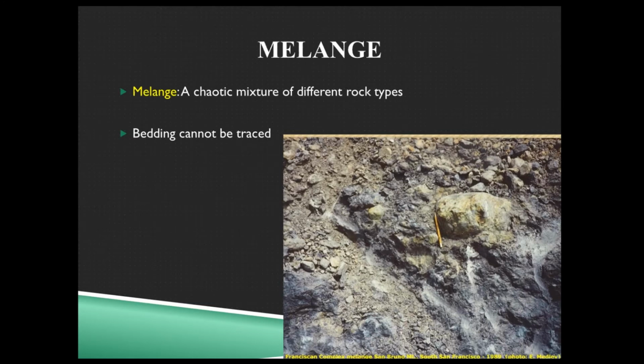Melange, on the other hand, a nice French sounding word, melange, is a chaotic mixture of lots of different rock types. You can't see any bedding, there's no layering. This is what a lot of that accretionary wedge is made of. If it hasn't gotten metamorphosed into blue schist, most of it is just melange. Sediment of multiple types. There's clay, there's limestone, there's basaltic material, there are rocks, there's dust, all of it just chaotically mixed together.